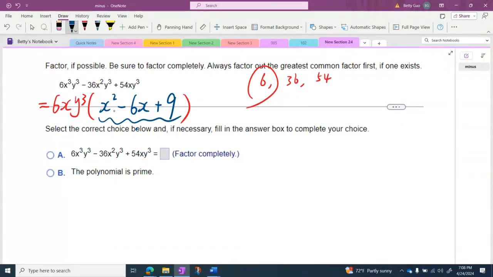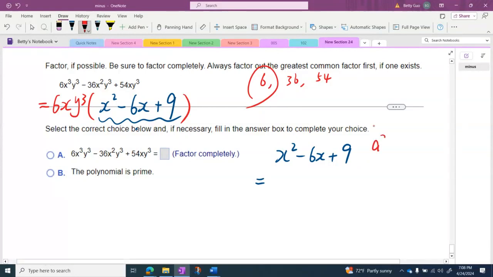But we're not done yet, okay? This is factorable. Let's factor it here. And this is again a perfect square trinomial.